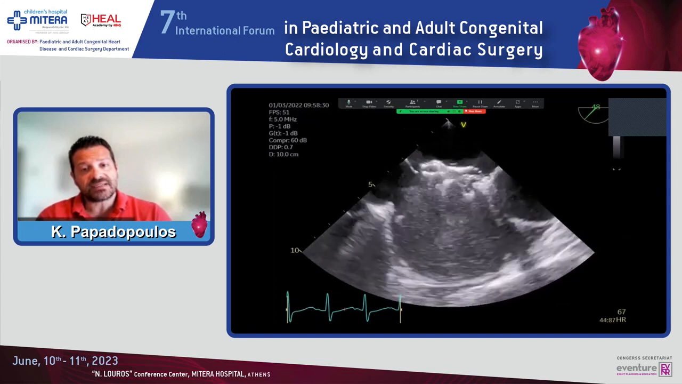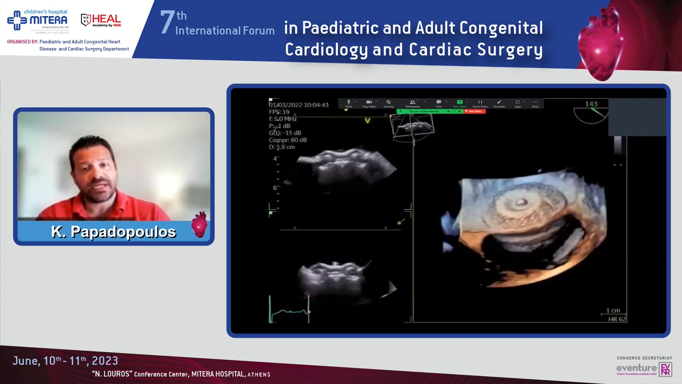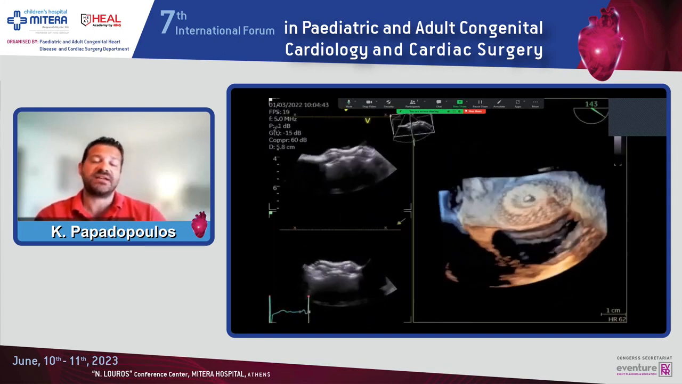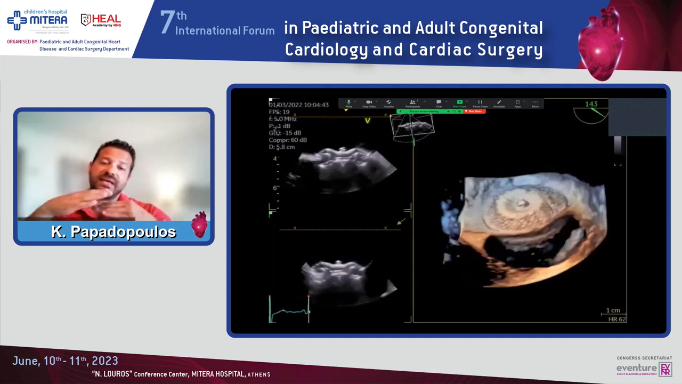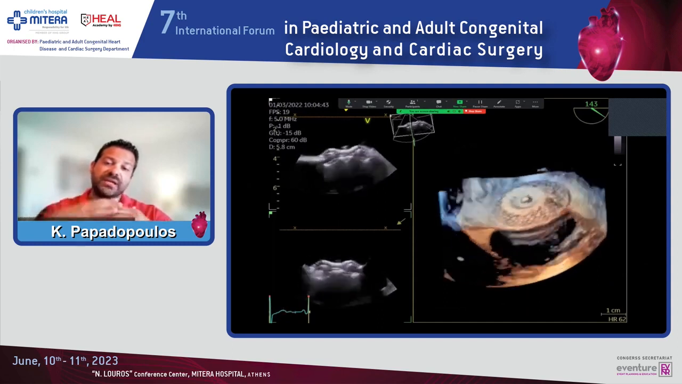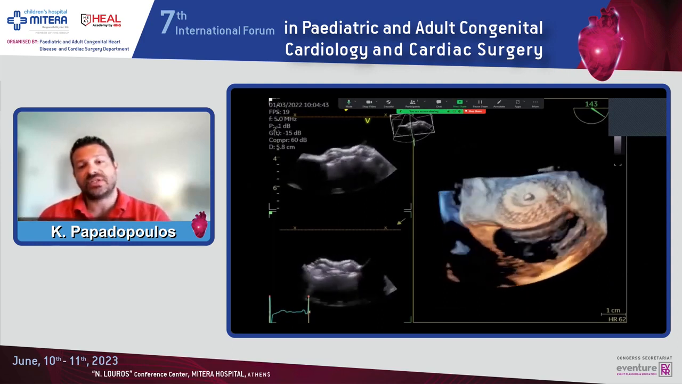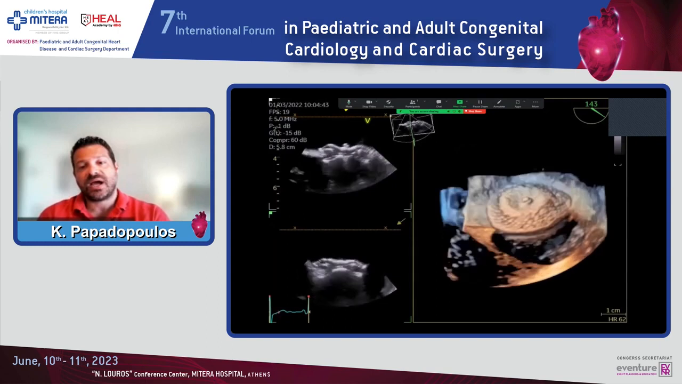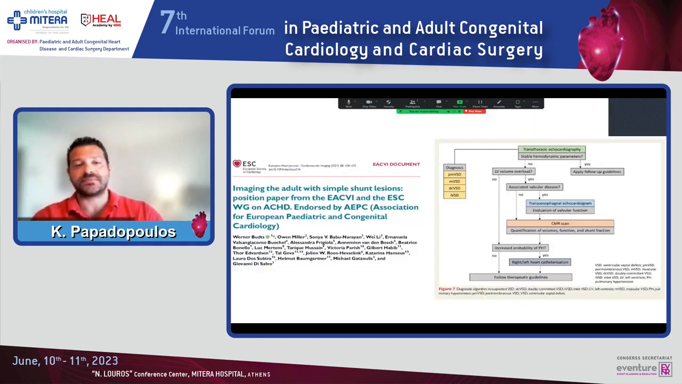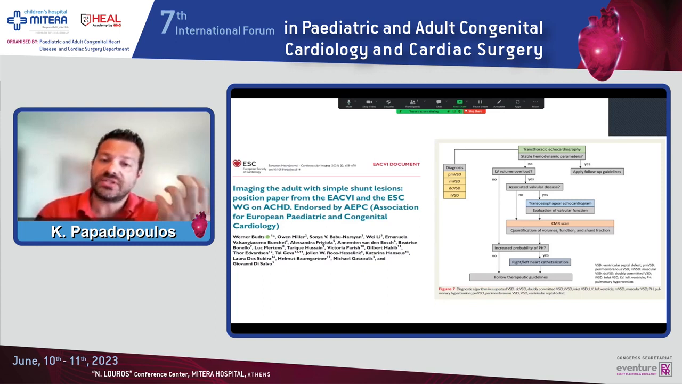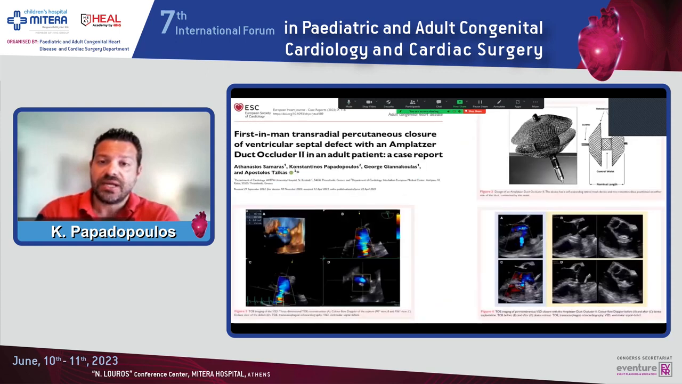We do the tug test to check the stability and no embolization, and then this is a final result where you can see that the septum is between the 2 discs, and we don't have any problem with the surroundings of the device. In VSDs, finally, we can also use transthoracic and transesophageal echo.